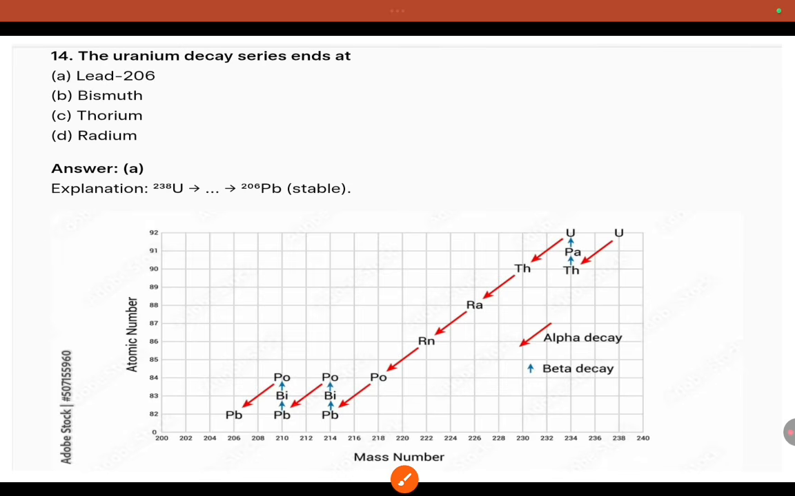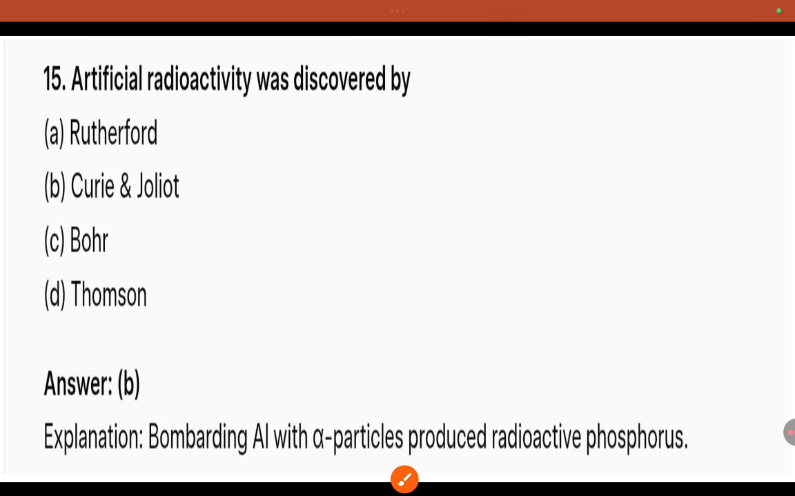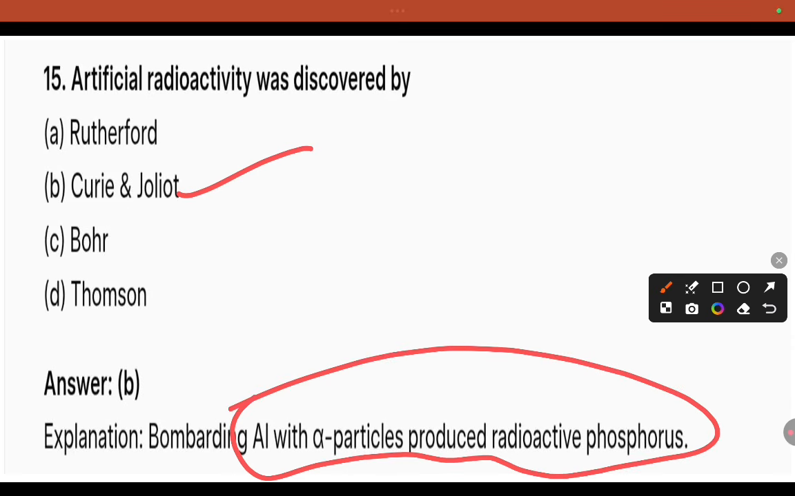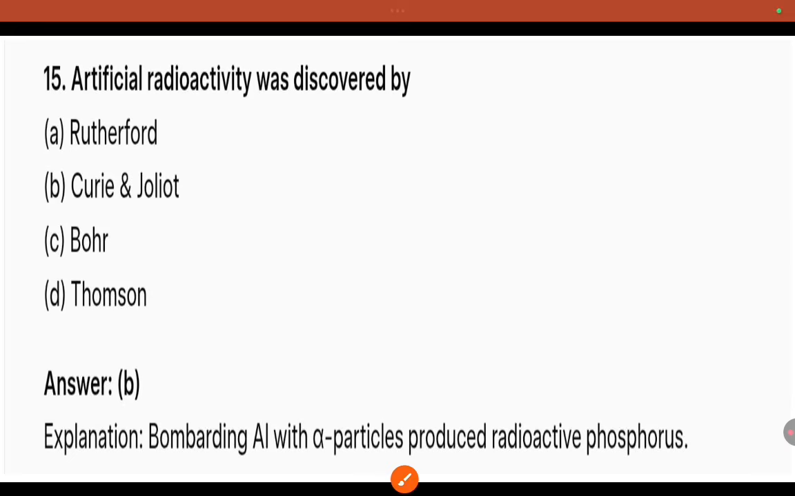The uranium decay series, you can see the mass number and atomic number, ends at lead, the stable element. Artificial radioactivity was discovered by Madame Curie and Frederick Joliot. Bombarding aluminum with alpha particles produces radioactive phosphorus. So that is about Curie and Frederick Joliot.